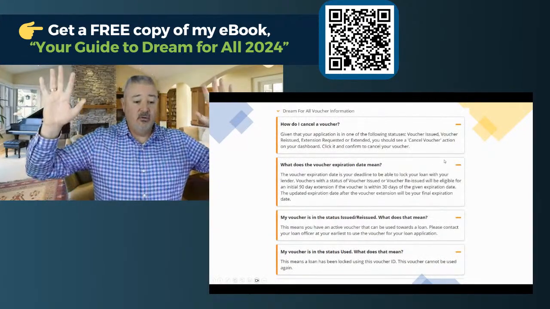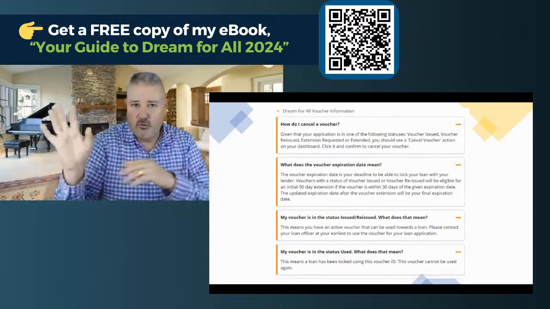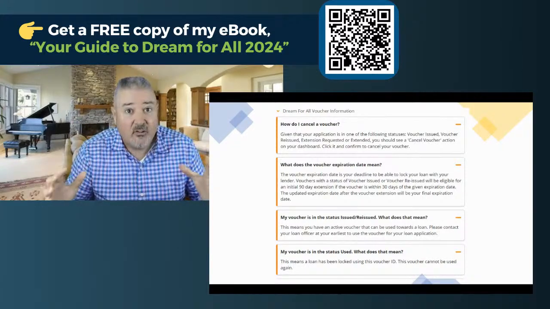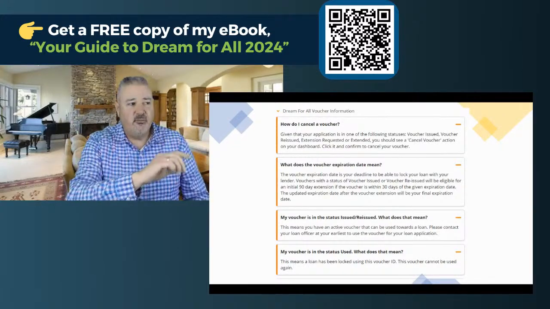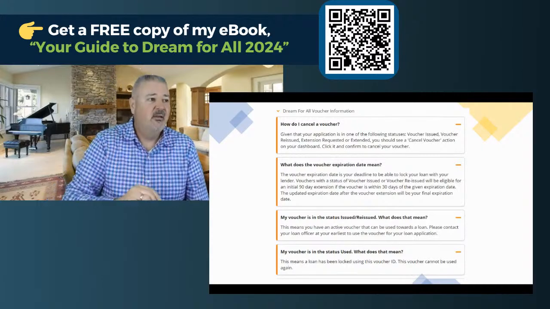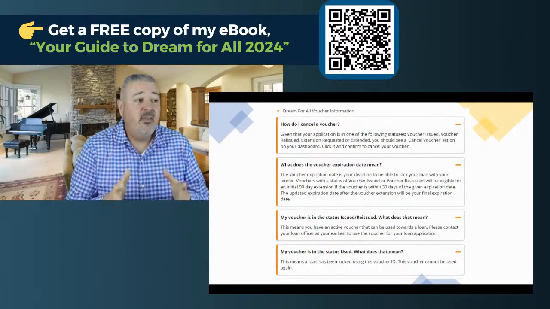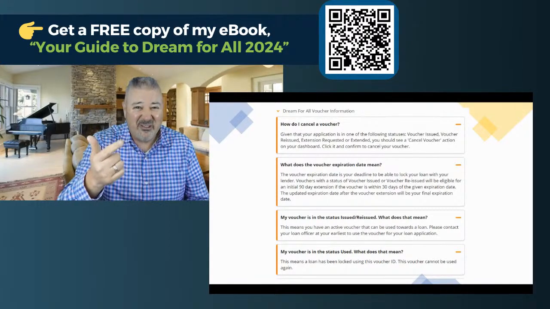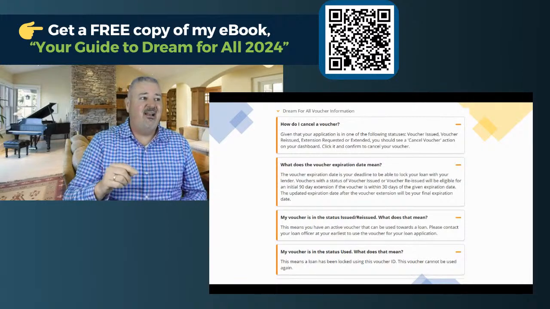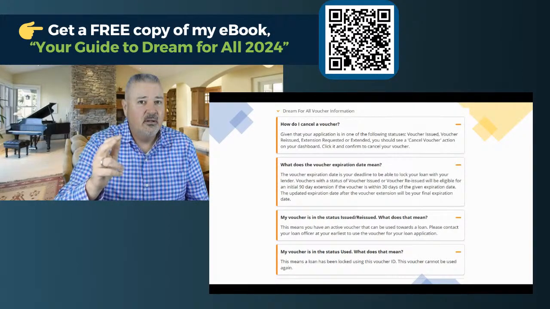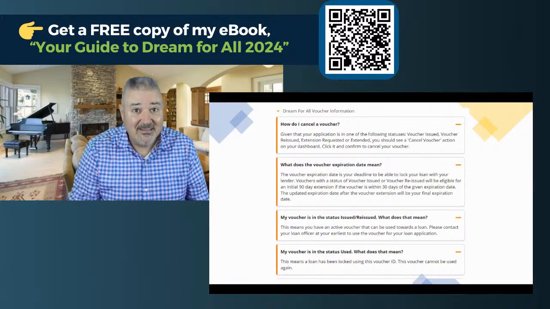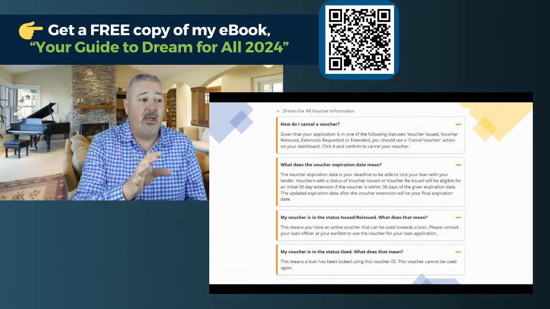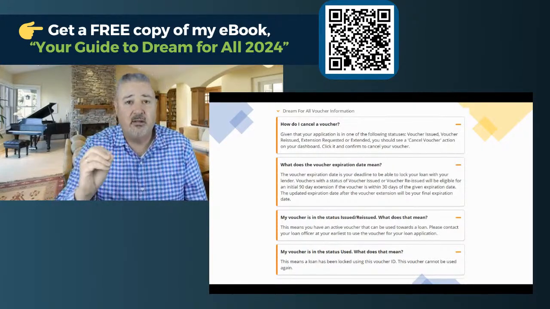All right, this is the most exciting part. If you listen to nothing else, the tutorial I'm going to go through is great, but this is the new information that I didn't expect, like literally did not expect. Here's what's going on. So first of all, the first one isn't the breaking news. It's the second one. The first one says, how do I cancel a voucher? Given that your application is in one of the following statuses, voucher issued, voucher reissued. What? Voucher reissued? Super excited about that. Extension requested or extended. What? Yeah. So if you're in any one of those statuses, you should see a cancel voucher button on your dashboard, and you can click and confirm that you're canceling your voucher.